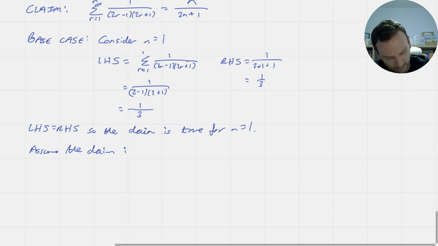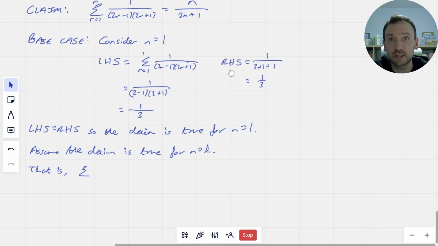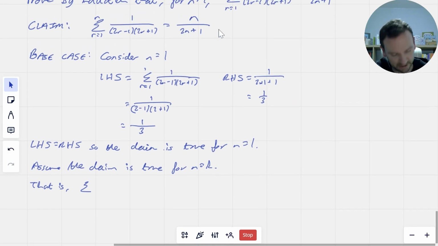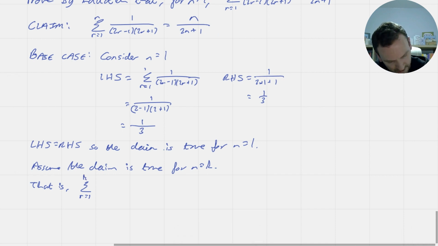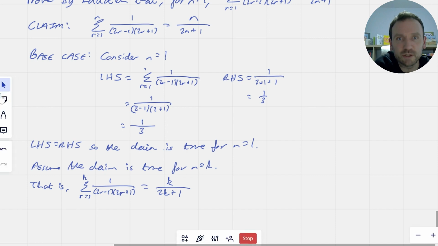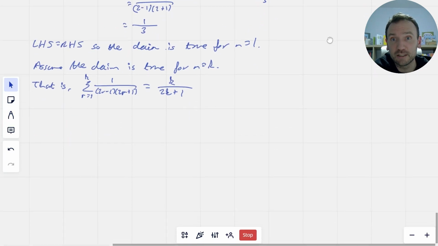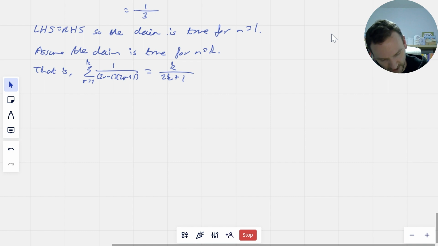So we're saying assume the claim is true for n equals k, and then we're going to say explicitly what that means. All we're doing here is going to our claim and replacing any n's we can see with k's. The r's are staying as they are. So the sum from r equals 1 to k of 1 over (2r minus 1)(2r plus 1) is equal to, replacing n with k on the other side, k over (2k plus 1). Now we've assumed it's true for n equals k. We're hoping in that case it's true for n equals k plus 1. So let's consider n equals k plus 1.